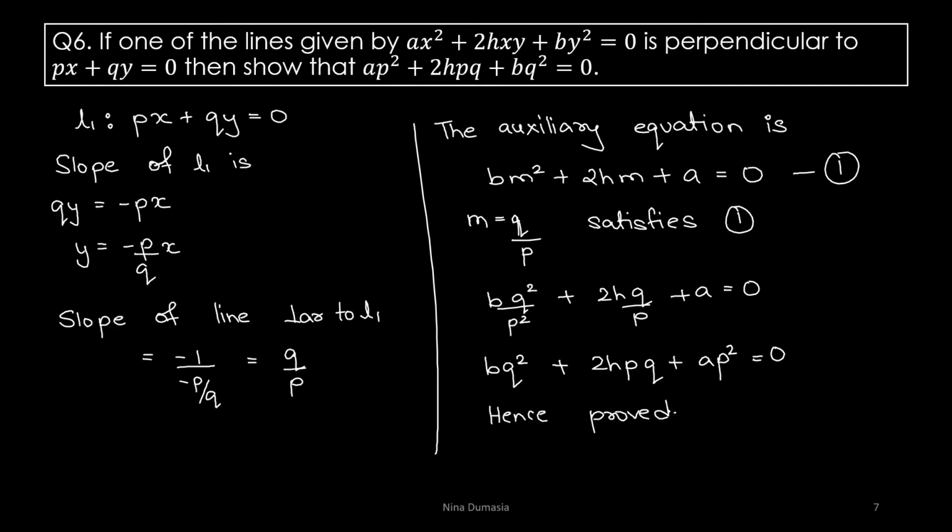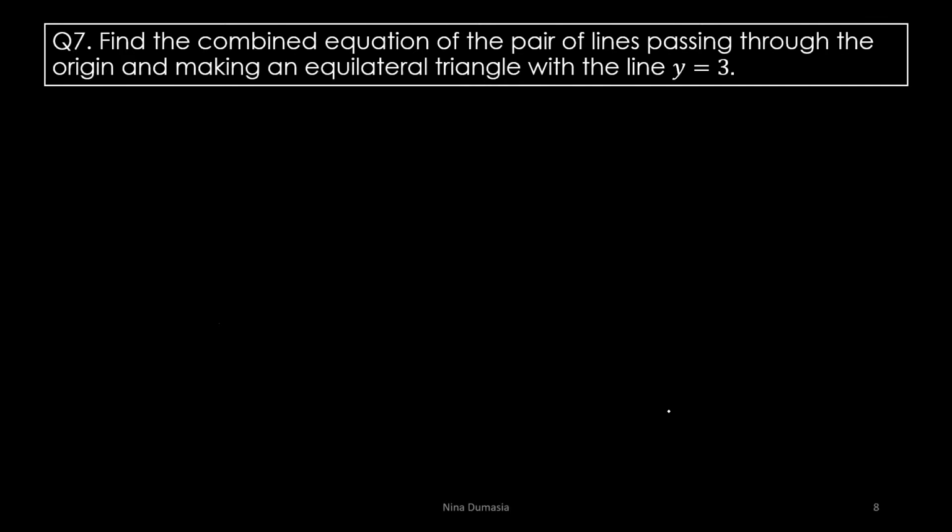Fine. Now let us look at the next question. Find the combined equation of a pair of lines passing through the origin making an equilateral triangle with the line y is equal to 3. For this we should draw the diagram first. Let me draw the x and the y axis. Now this line y is equal to 3 is going to be a line that is parallel to the x-axis. Okay, this is the line y is equal to 3.